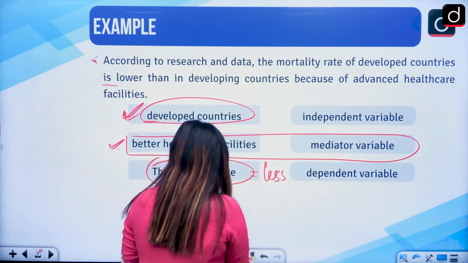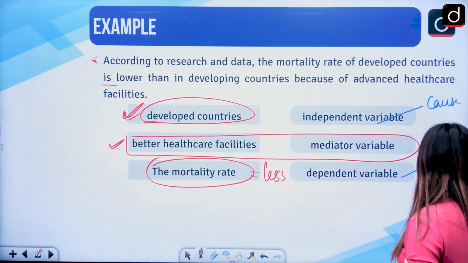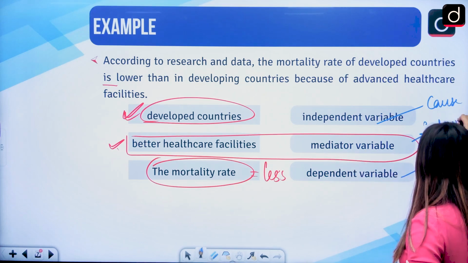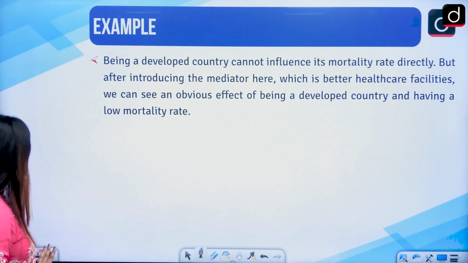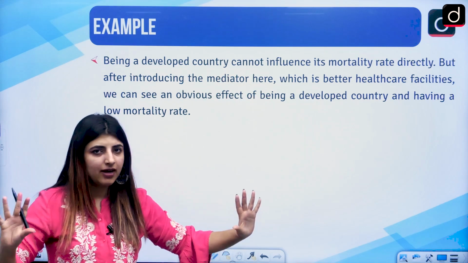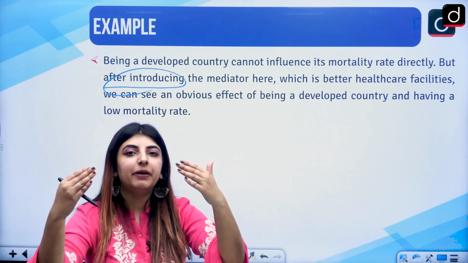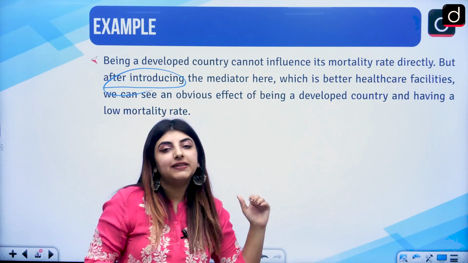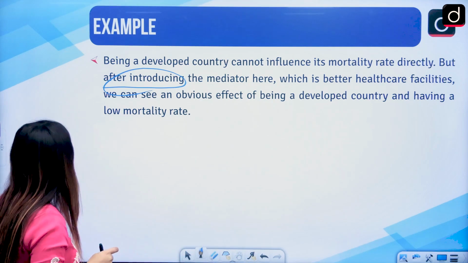So of course, the independent variable here was the cause, this was the effect, and this was the variable that was intervening, right? Now you understand again. If I say that there are developed countries, being a developed country, we know that it cannot influence its mortality rate directly. But after introducing the mediator here, that is, we are giving them better healthcare facilities, so they are not all dying, the mortality rate is really less. That is the establishment of the mediator variable that we were talking about.